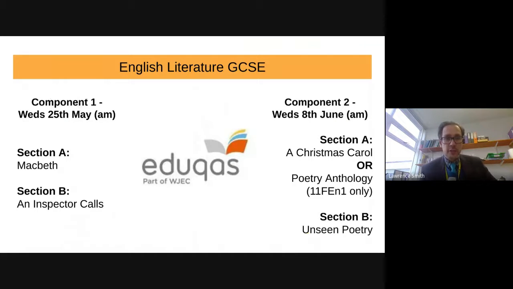English literature is also split up into 2 components. Component 1 will take place on Wednesday, the 25th of May in the morning, and component 2 will also take place later on Wednesday, the 8th of June, also in the morning. Component 1 consists of Macbeth and An Inspector Calls, which are our 2 set texts. Component 2 consists of A Christmas Carol, or for Y11 FEN1, Poetry Anthology, and also an unseen poetry section.